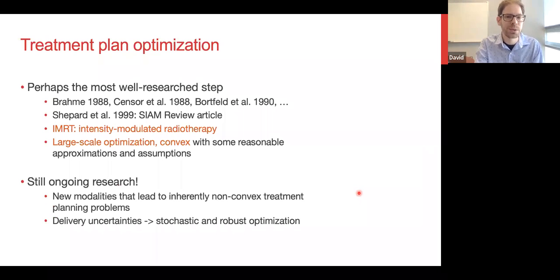It's by far the most well-researched step. And for those of you who may have never seen this, perhaps some grad students in the audience, if you want to look up more about this, the keywords to search for are IMRT, intensity modulated radiotherapy. This was really the first very successful application of optimization in radiotherapy. This goes back to the late 1980s, early 1990s.